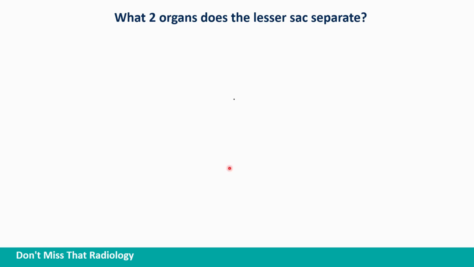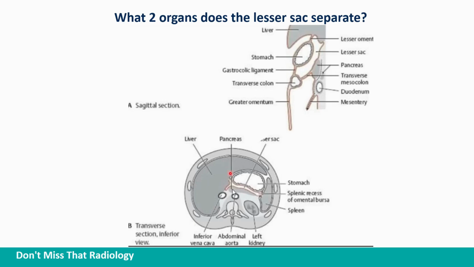So let's move on to the lesser sac, another question from our book. What two organs does the lesser sac separate? Here's a great artist's depiction, and it is going to be between the stomach and the pancreas. We're going to learn that the pancreas is retroperitoneal. It's in the anterior perirenal space. The stomach is peritoneal, and that potential space between the two is the lesser sac.